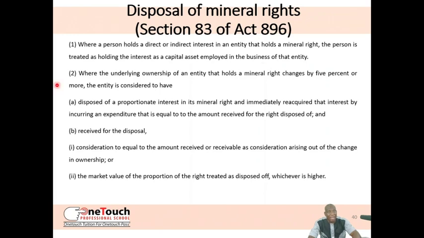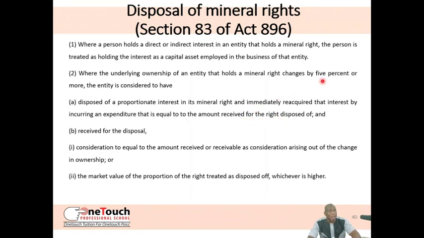Where the underlying ownership of an entity that holds the mineral right changes by what? 5% or more, the entity is considered to have disposed of. So this is what we call direct and indirect assignment. The entity is considered to have disposed of what? A proportionate interest in its mineral right, and immediately reacquired that interest by incurring an expenditure that is equal to the amount derived for the right disposal.